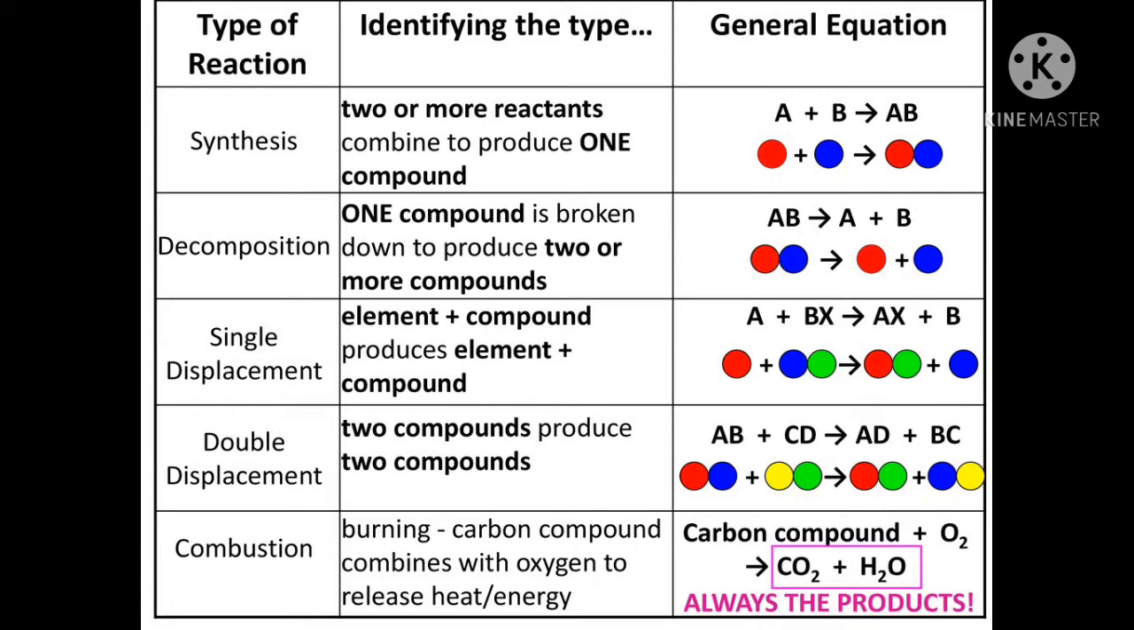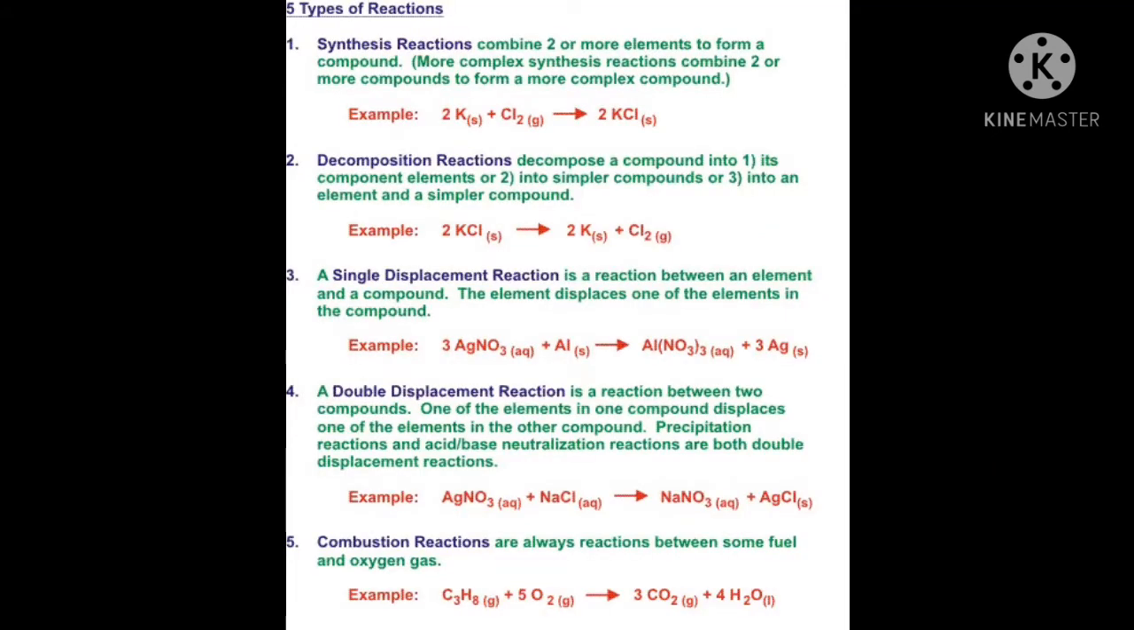Second, decomposition reaction. In a decomposition reaction, a single reactant breaks down into two or more products. For example, lead nitrate breaks down into lead oxide plus nitrogen dioxide plus oxygen.